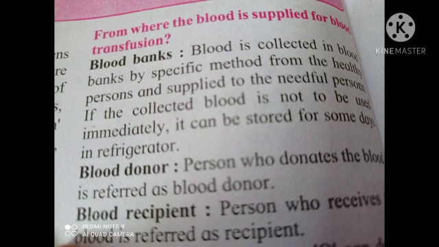Blood bank. In a blood bank, the blood from the healthy donor is extracted by a specific method with proper care and kept in refrigerated condition. Blood donor, the person who gives the blood. Recipient of blood means the person to whom blood is given. Universal donor, the person with O blood group is called universal donor. Universal recipient, the person with AB blood group is called universal recipient.